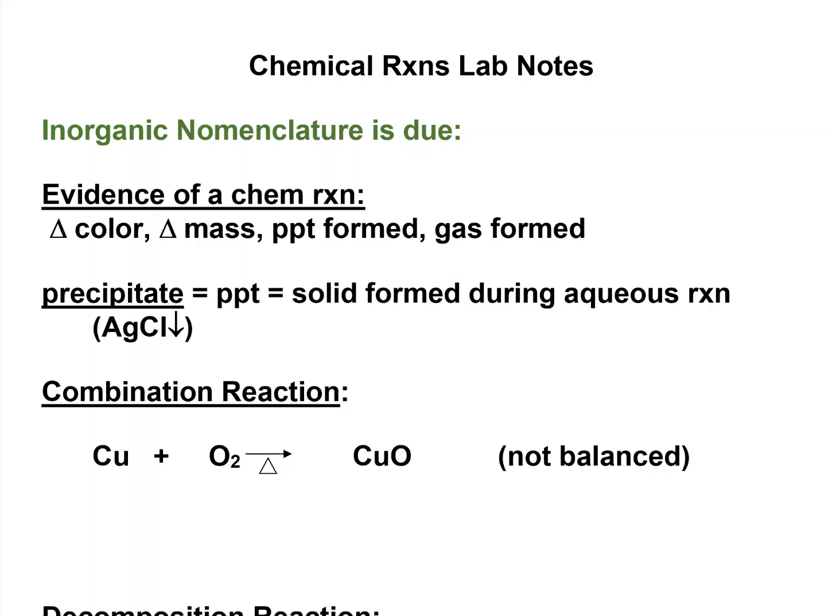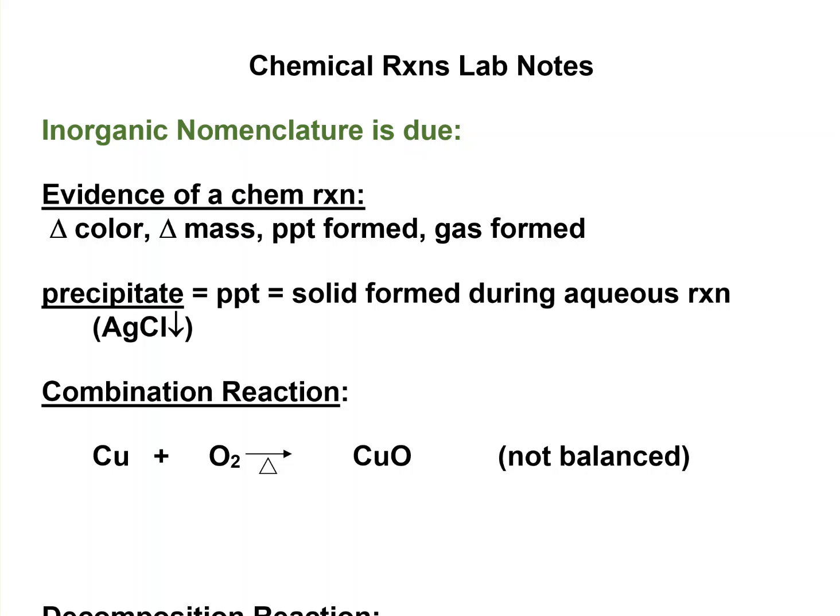In this experiment, we're going to do a lot of different types of chemical reactions, and as you do them, you're going to be looking for the evidence of a chemical reaction. For example, a color change, a change in mass, which on this one, something changes mass sometimes when a reactant or product is a gas.